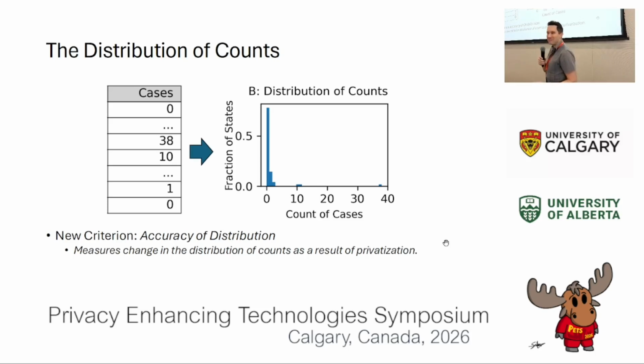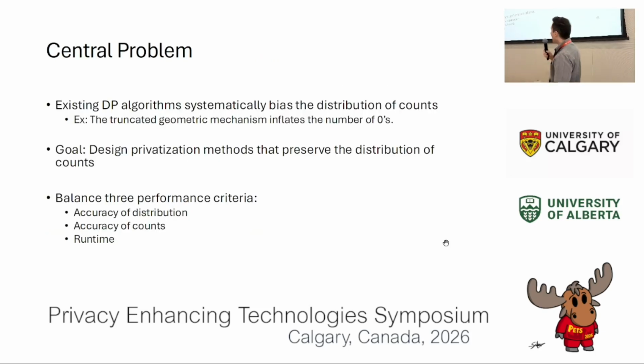But now we get to a problem. The big problem is that if you look at all the available differentially private algorithms that are out there, they all distort this distribution of counts. I'll give you one example. Some of you may be familiar with the truncated geometric mechanism. If you apply that mechanism, you'll tend to get an inflated number of zeros in your data set. That's just one example.